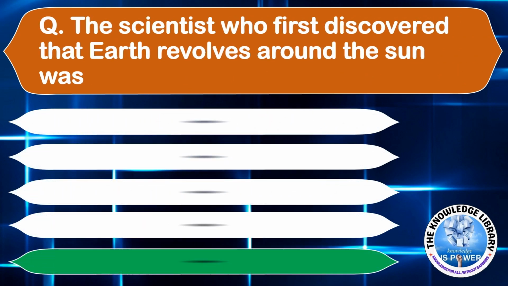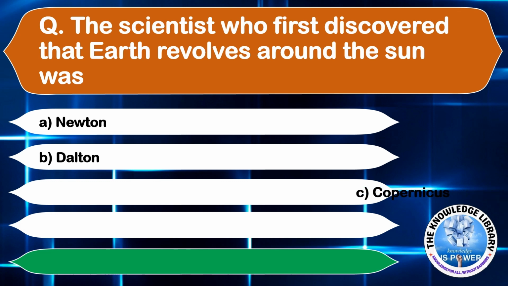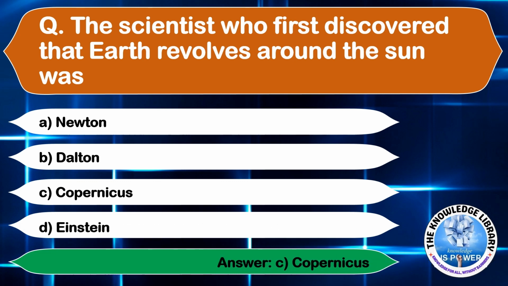The scientist who first discovered that the Earth revolves around the Sun was option A, Newton, option B, Dalton, option C, Copernicus, and option D, Einstein. The correct answer is option C, Copernicus. Moving on to the next question.